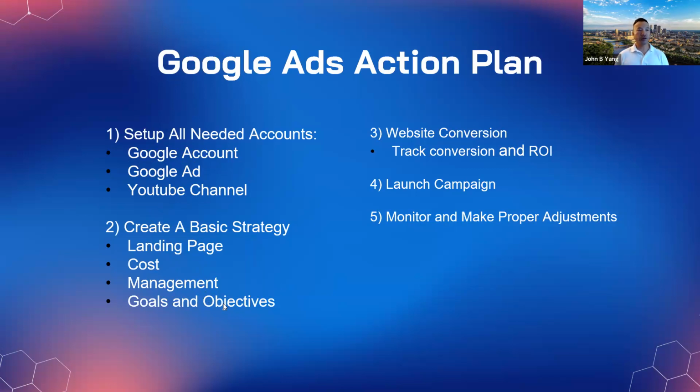Are you just trying to build your brand? Are you trying to generate leads? Are you trying to get people to download your ebook, or whatever it is? You need your goals and objectives to know the direction you want to go to set the ads. Number 3 is website conversion tracking, your return on investment. You need to be able to track conversions so that you know which ad is converting, which keyword is converting. That's how you know what's working and what's not. You can pause the keywords that are not working and focus on the keywords that are working for you.